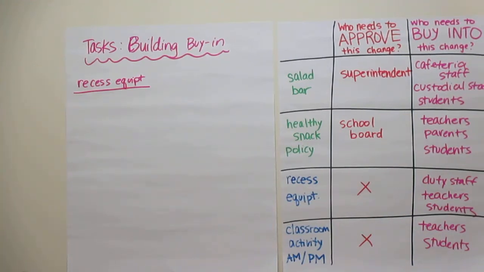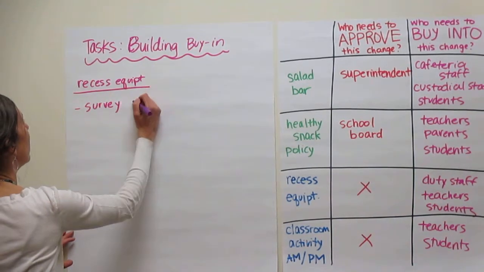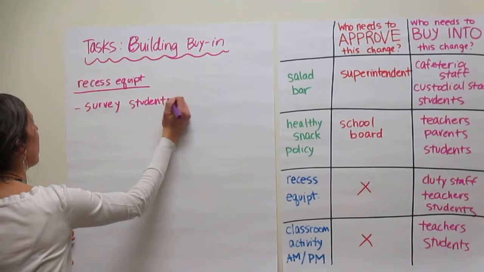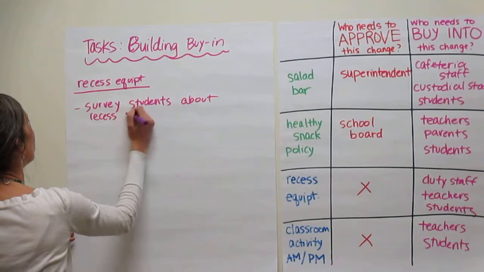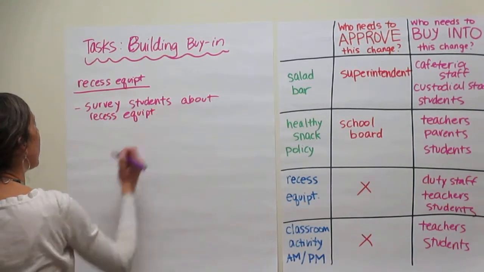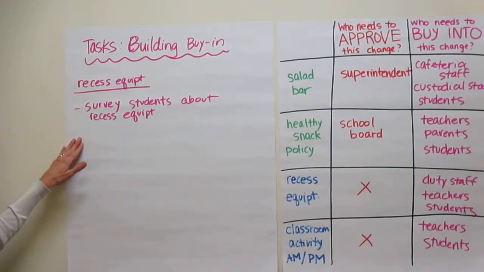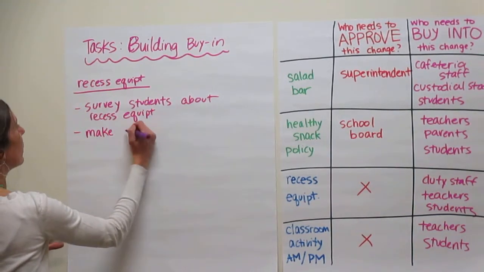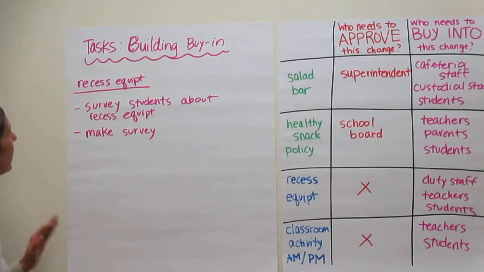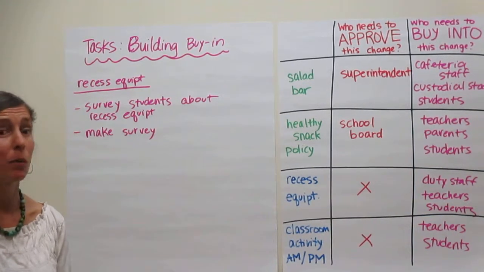So we want to survey students, because we want to find out what they would like to do on the playground. Great idea. All right, excellent. So we'll survey the students. Probably before we survey the students, what's another thing we should do? Yeah, make the survey. Excellent. That sounds great. I think if you were able to get the student input about what equipment they want to see, that'd be a great way to get their buy-in.